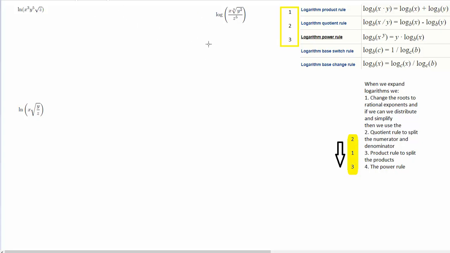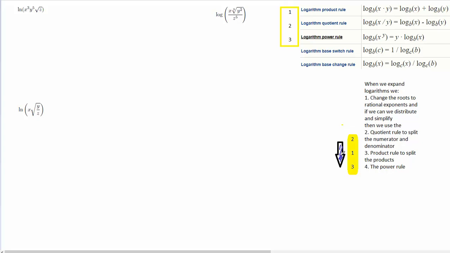Let's work on some expansions of logarithms. Before we start, I want to make sure that you remember the rules: the product rule, the quotient rule, and the power rule. There is some kind of order of operations that we need to follow when we expand logarithms. First we apply the quotient rule, then we apply the product rule, and last we apply the power rule. So remember this order right here.